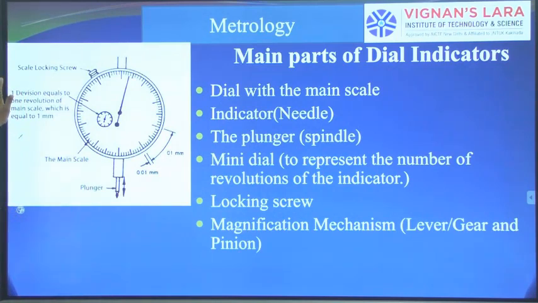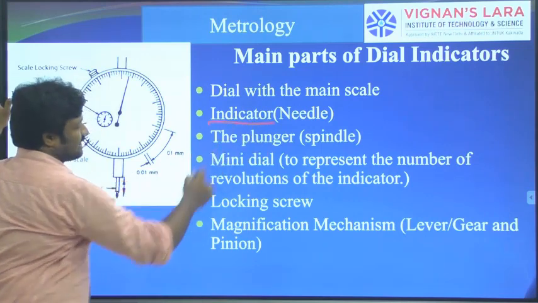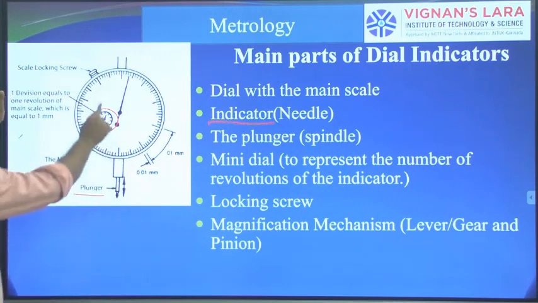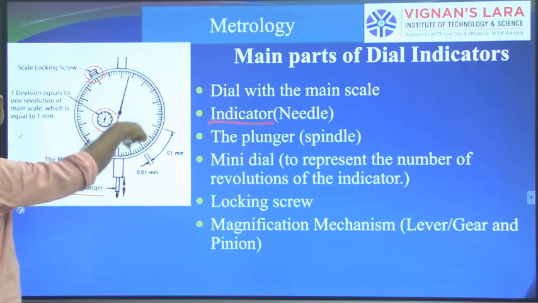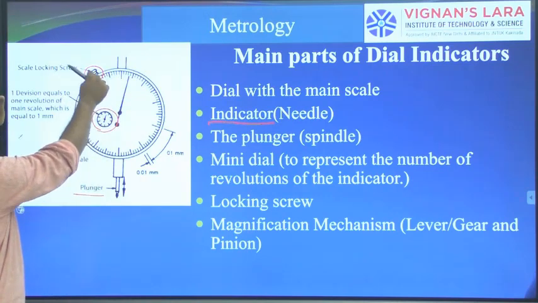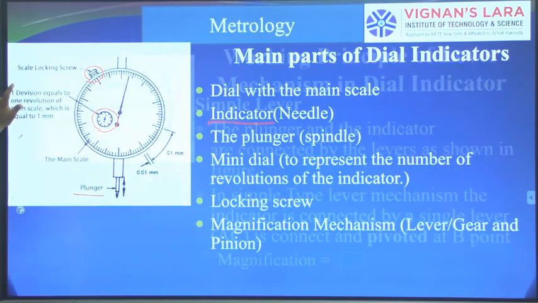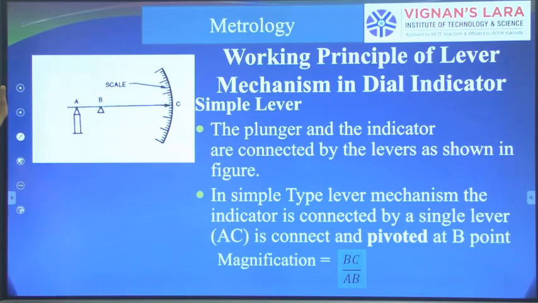The main parts are the dial with the main scale. The next one is the indicator, which is none other than the needle. The next one is the plunger, that is also called the spindle. Next, the mini dial. Then the locking screw. As we discussed, this frame can be tilted, and the tilted scale can be locked at any position. Next, the magnification mechanism, that we will discuss next.